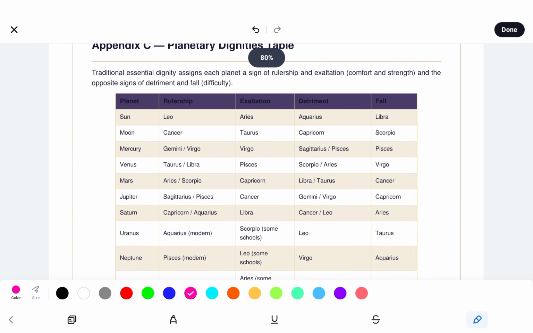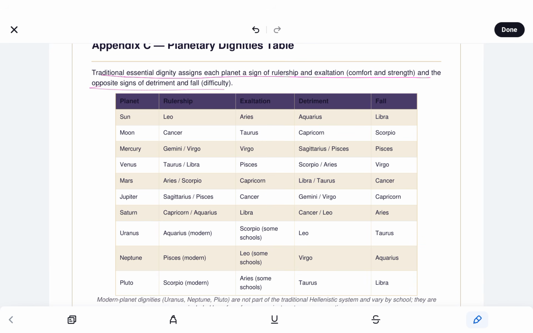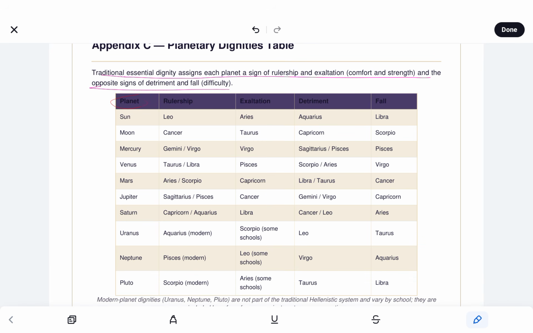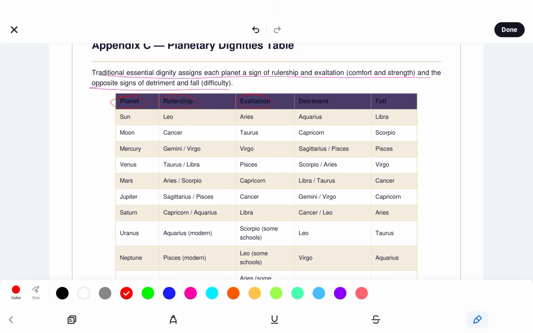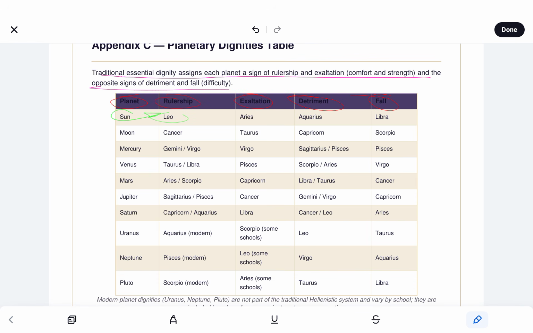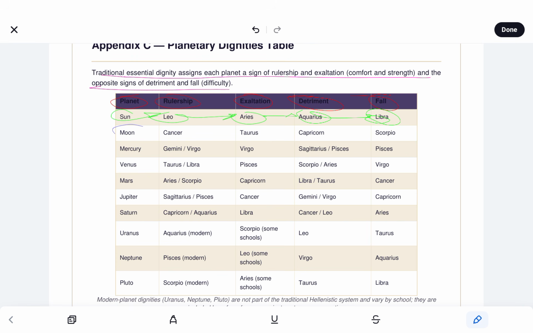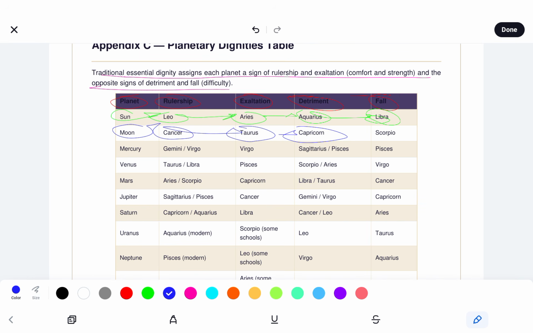Planetary dignities table. Traditional essential dignity assigns each planet rulership and exaltation, comfort and strength, and the opposite signs of detriment and fall, of difficulty. So of course we can see planet, rulership, exaltation, detriment, and fall. And we can notice that Sun is ruled by Leo, exalted in Aries, detriment Aquarius, falls in Libra. Moon ruled by Cancer, exalted in Taurus, detriment Capricorn, and fall Scorpio.